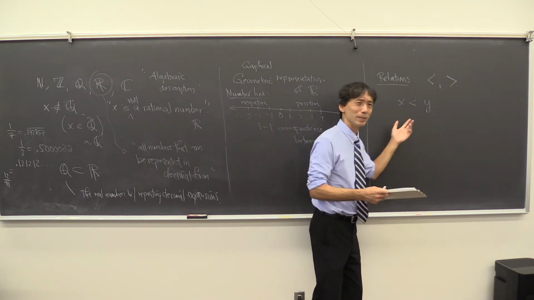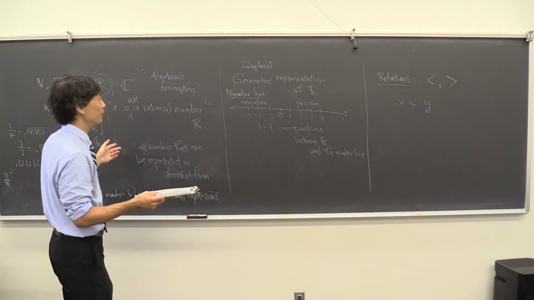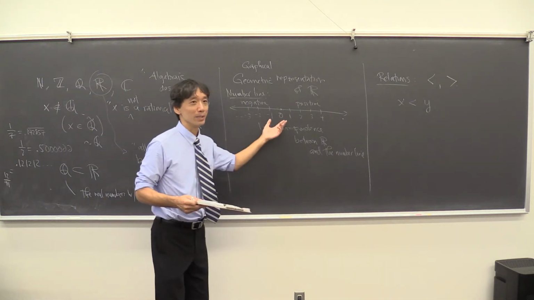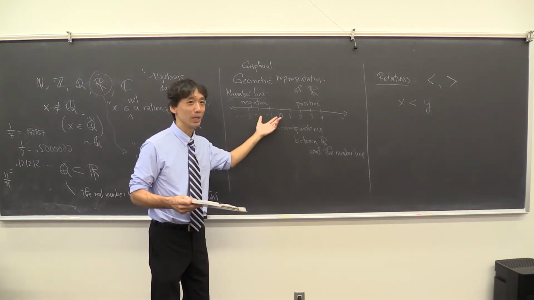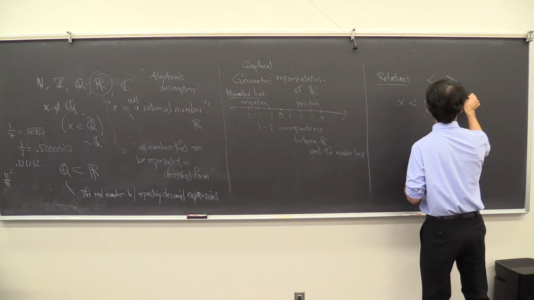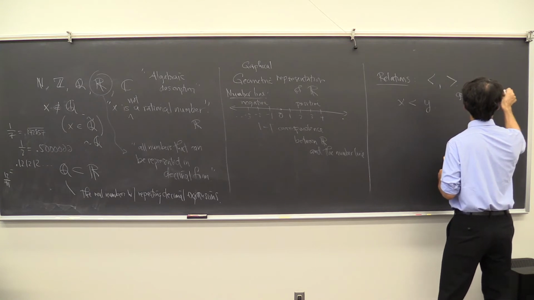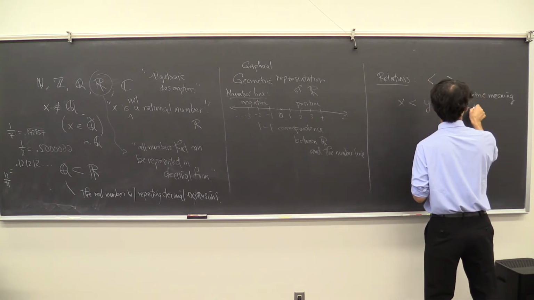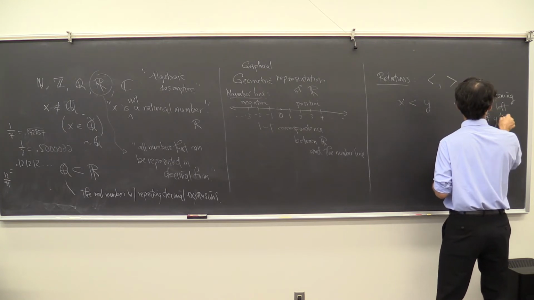X is less than y. What does that mean? If you wanted to tell me in terms of the number line, what does that mean? X is less than y means that on the number line, x is to the left. So it has this sort of geometric meaning: x is to the left of y.